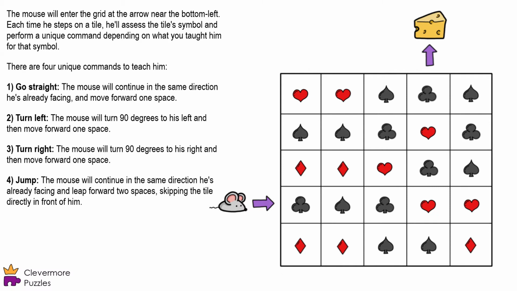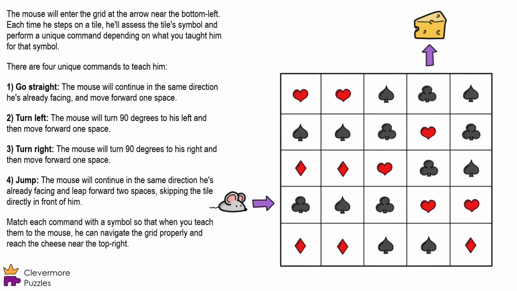The four commands are go straight, turn left, turn right, and jump. If he steps on a tile with the symbol he associates with the new command jump, he'll leap forward 2 spaces, skipping the tile directly in front of him and landing on the one after that, or landing outside the grid. Match each command with a symbol so that when you teach them to the mouse, he can navigate the maze properly and reach the cheese near the top right.